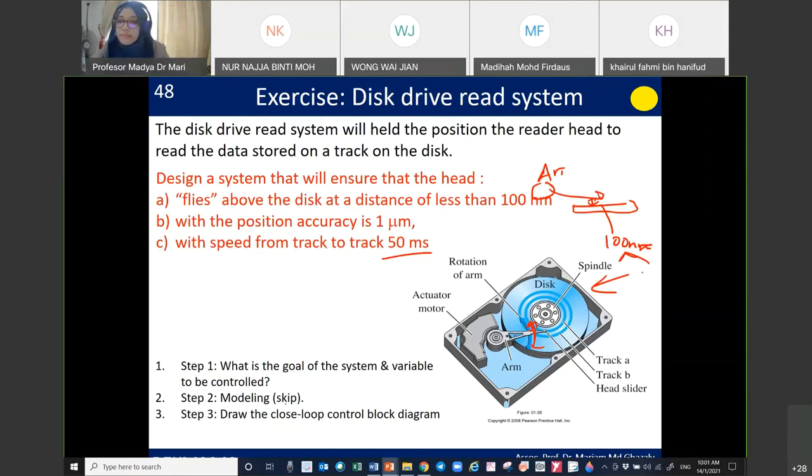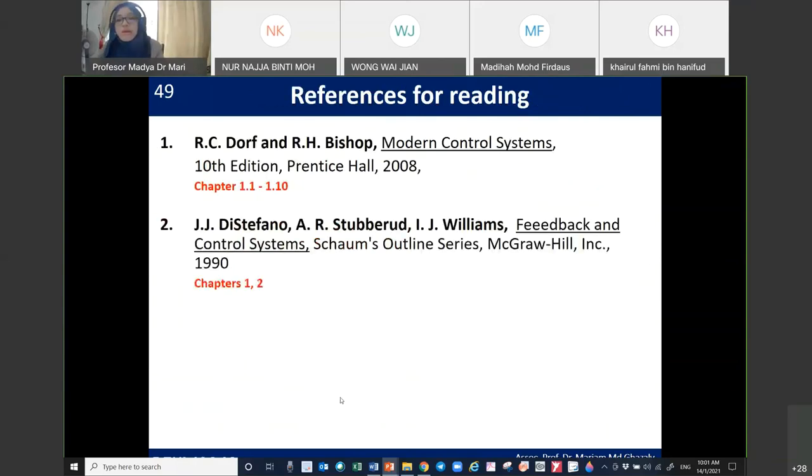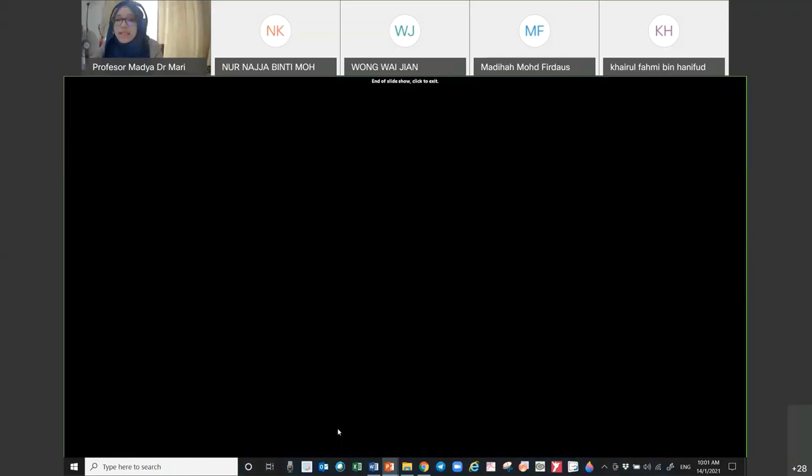Step two is modeling, which you are going to skip. Step three is to draw the closed loop control block diagram. So based on step one, just directly draw the closed loop. It will be a very simple exercise, so that you understand what you learned today. That will be all.